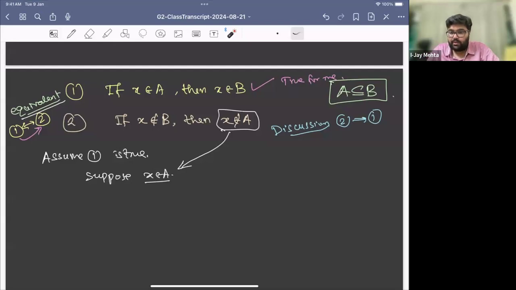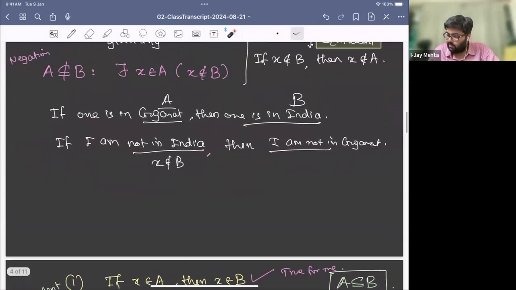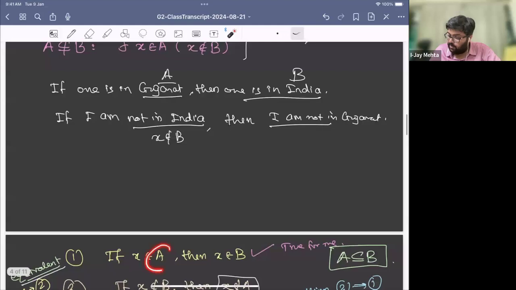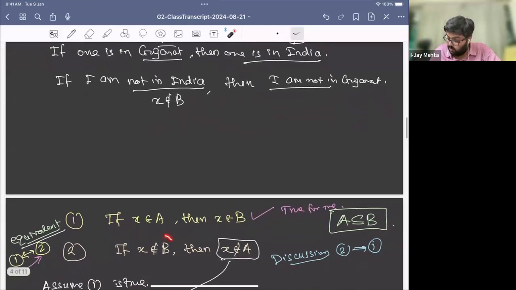Okay, good. So it is like this. These two statements are the same. If this is true, then this is also true. Something like this: if I am in Gujarat, then I'm in India. So the set of people in Gujarat, the set of people in India. What does the other statement say? Not in India, not in Gujarat. So if I'm not in India, I'm not in Gujarat.